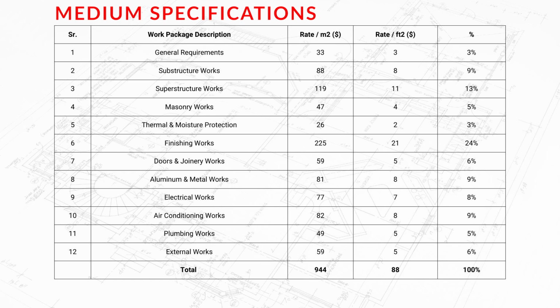And the electrical works of the house will be 77 per square meter or 7 per square foot. And the air conditioning works will be 82 per square meter and 8 per square foot. Plumbing will be 49 per square meter and 5 per square foot. External works will be 59 per square meter and 5 per square foot.